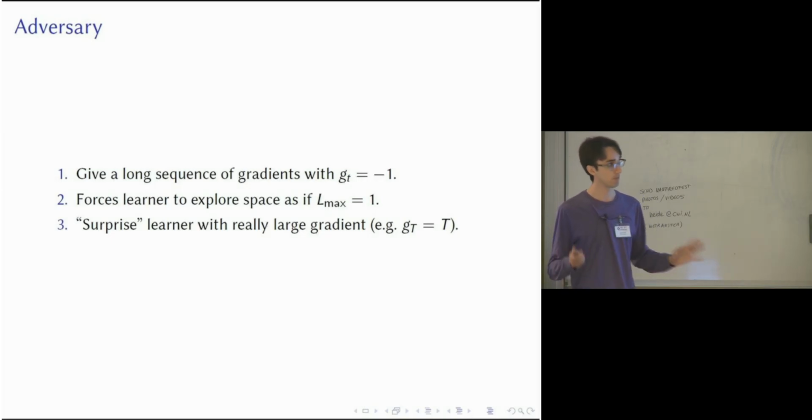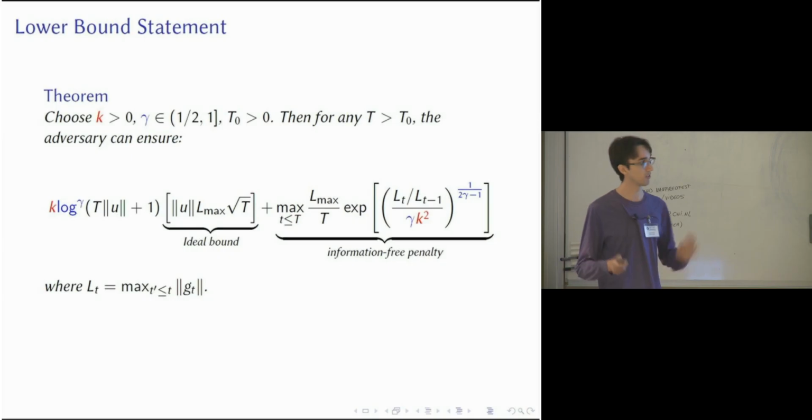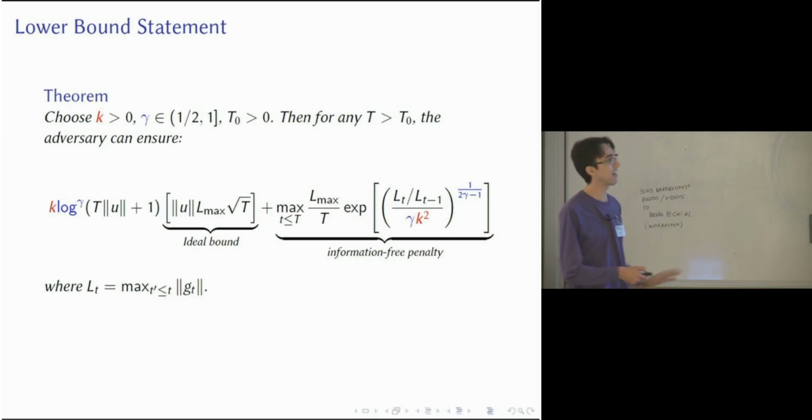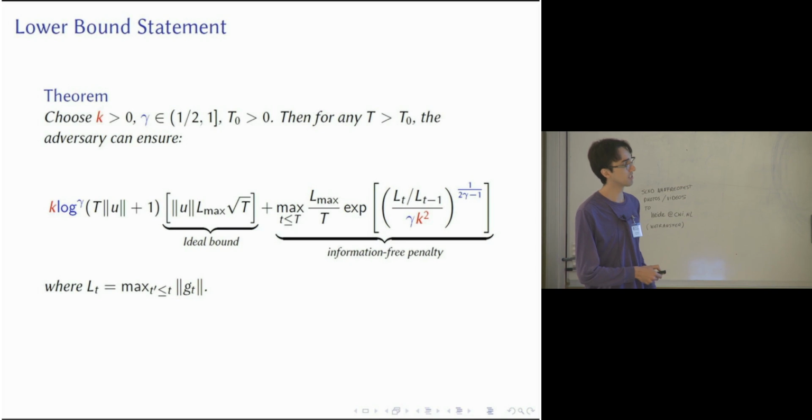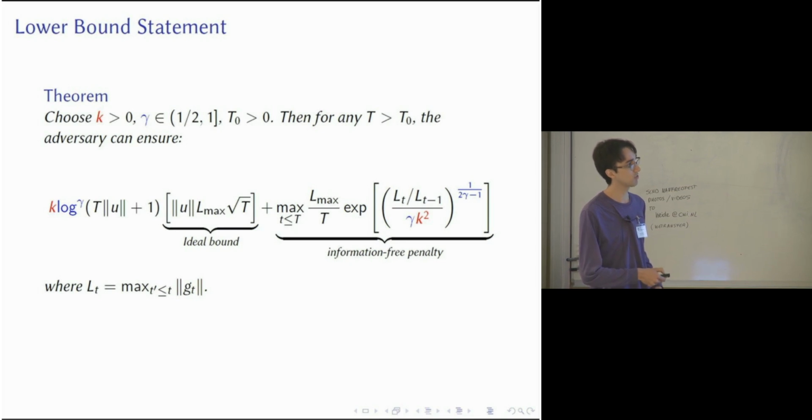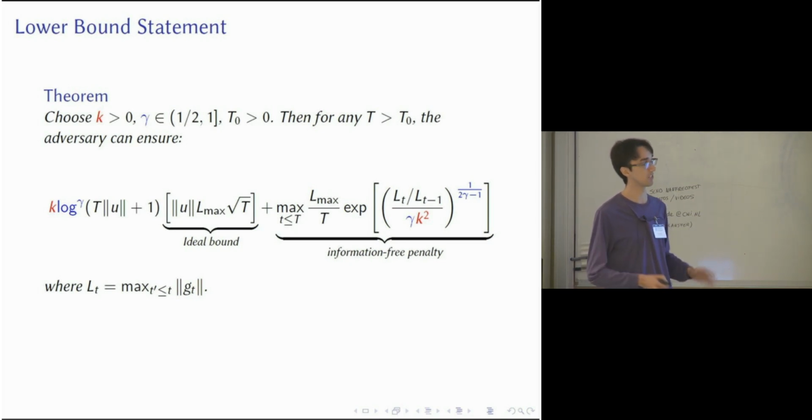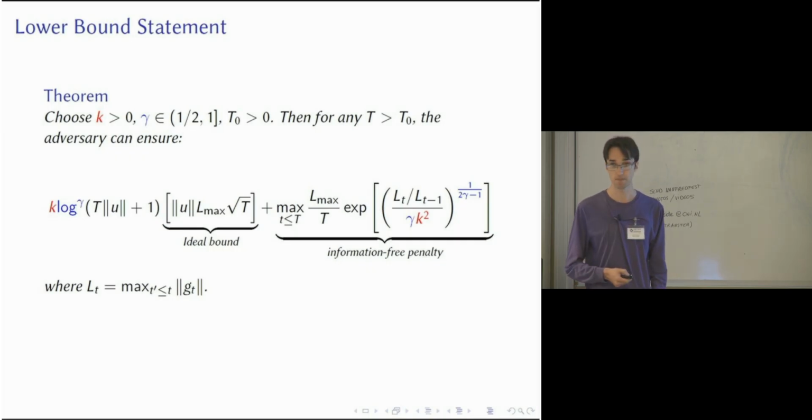So I'm going to show it. Be prepared. It's like kind of a complicated formula, even though I've already simplified it some. So for now, I'd like you to ignore all this colored jargon and just look at this term, which is the ideal bound, plus this other term, which is the information-free penalty, which is exponential. And the quantity it's exponential in is this ratio, L_t divided by L_{t-1}.